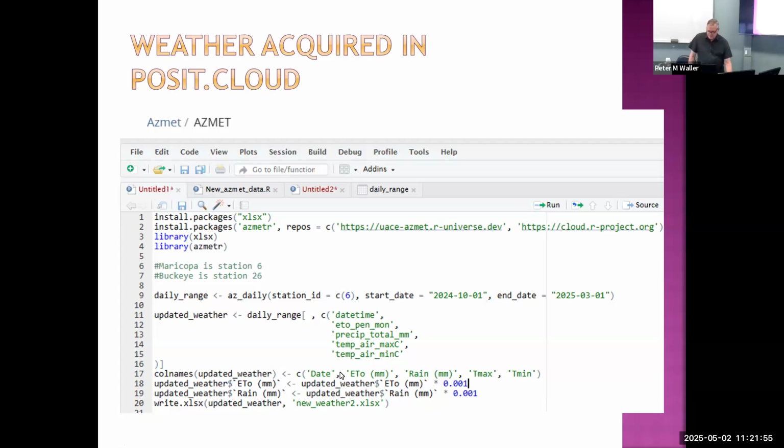All right, and I changed the names of my columns because I didn't like those columns. And also, because they gave me the data in millimeters and my models are in meters, I multiplied them both by 0.001, the rain. Is it referred to on just one? Yes, 1.